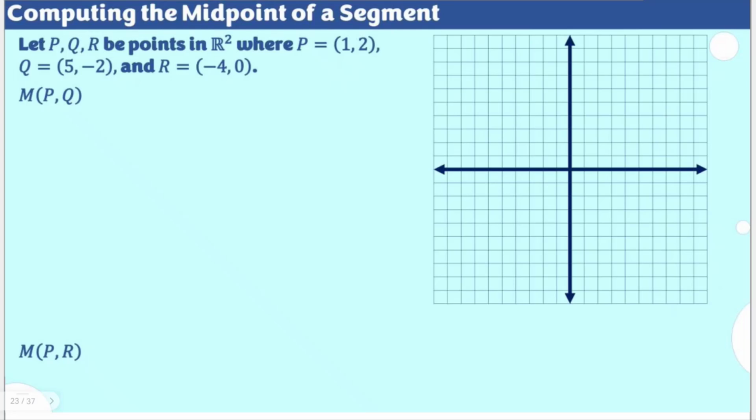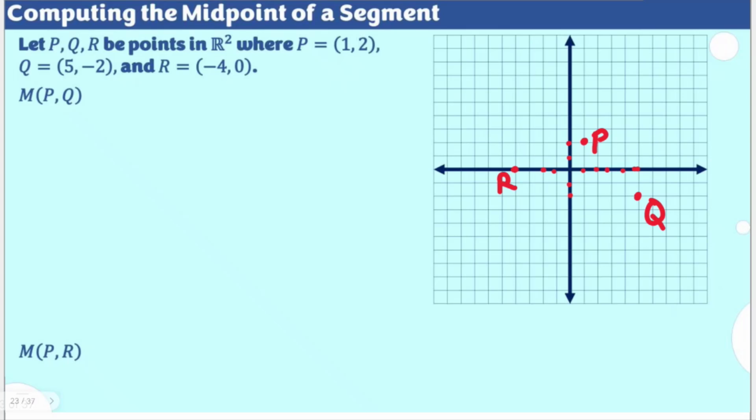Before we start, let me plot these points on this Cartesian plane so that we can visually see later on if our computed midpoints are approximately the same. So our point P is at (1, 2). This is our point P. Our point Q is at (5, -2). This is our point Q. And our point R is at (-4, 0). This is our point R.